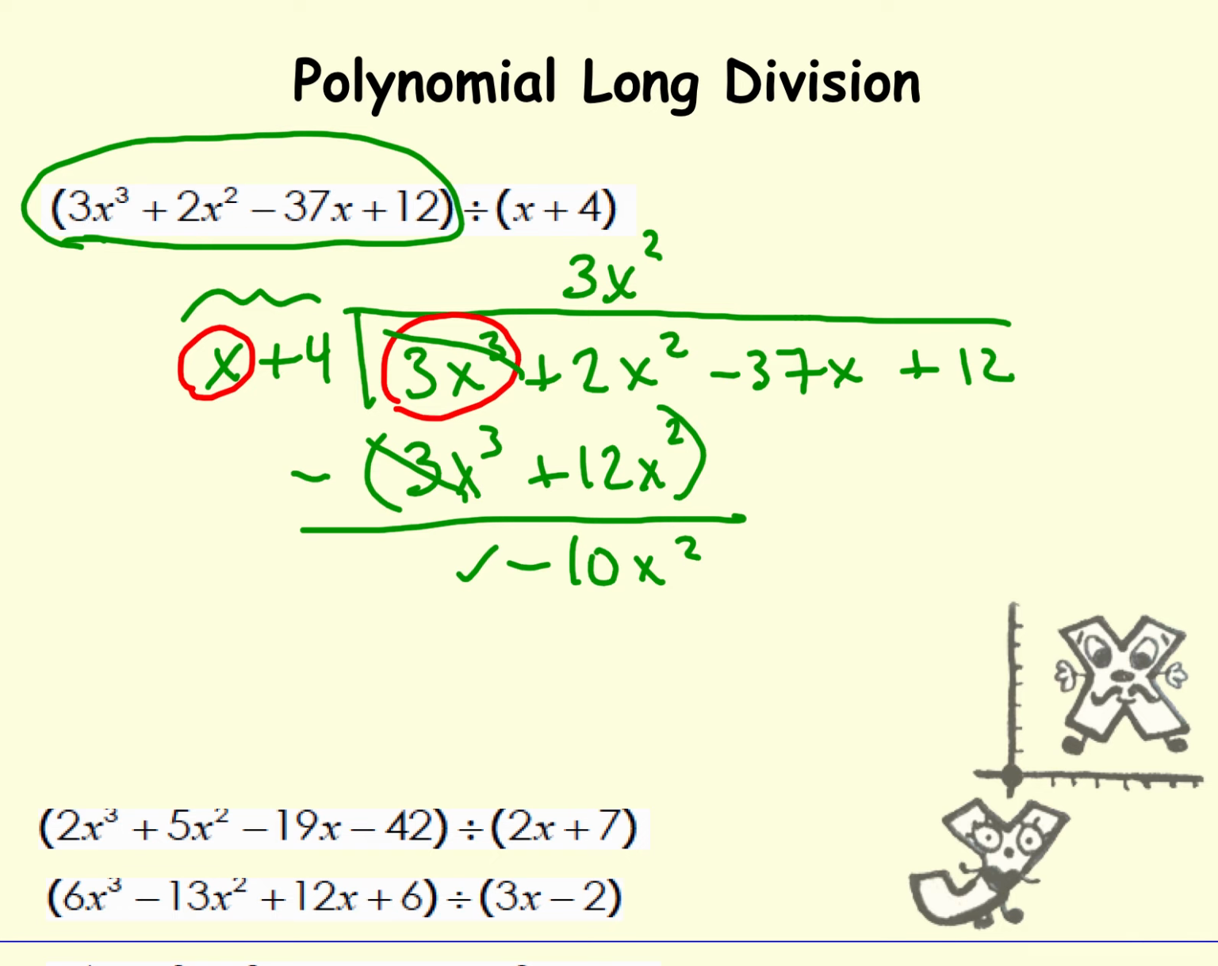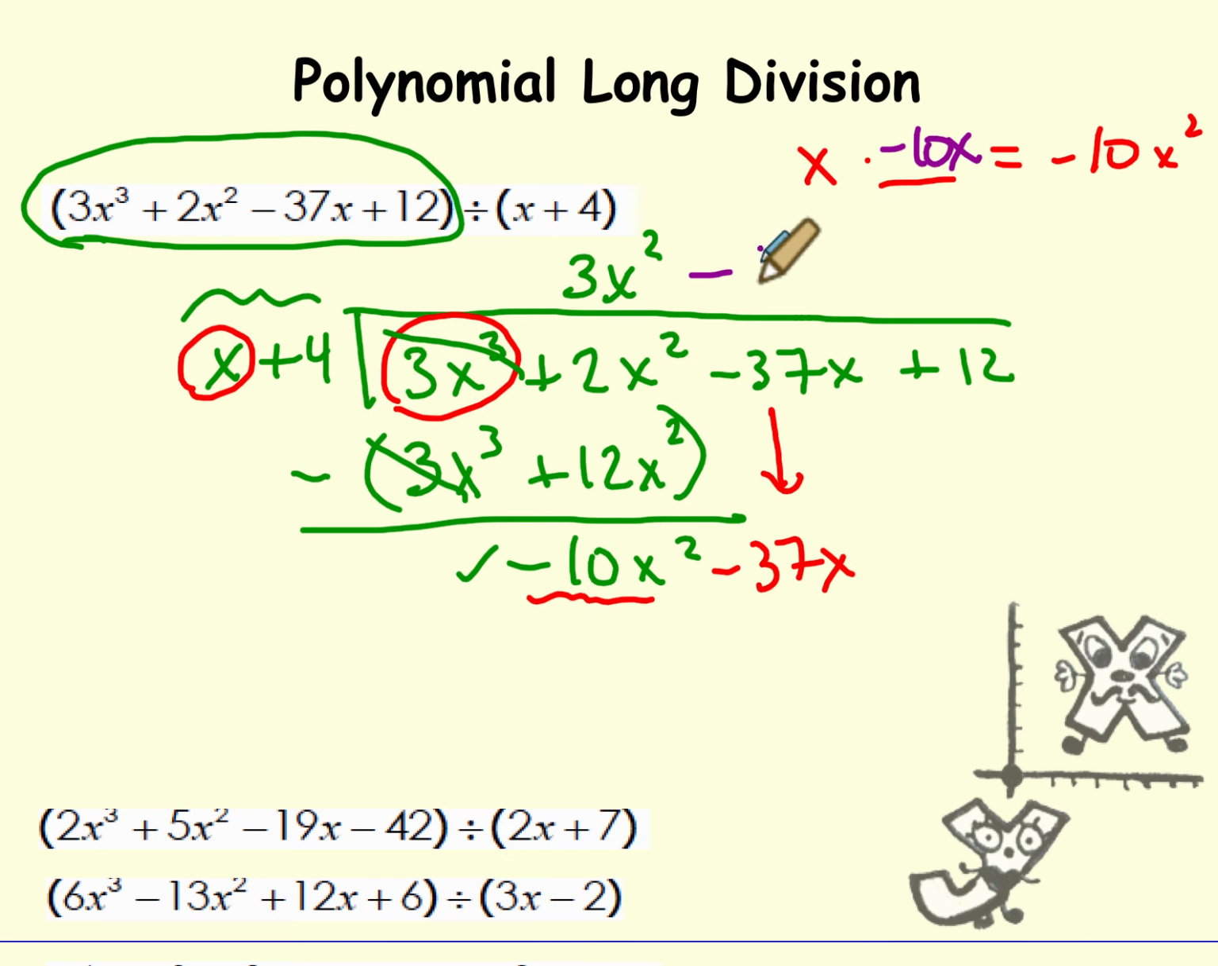So remember, in long division, your next step is always bring down after you subtract. So we have negative 37x when we bring down. So now I'm going to repeat. I need to match, what do I need to multiply x by to give me this value, negative 10x squared. So I say, okay, well, x times x makes x squared, and x times negative 10 is going to be negative 10x squared. So my next term in my quotient is negative 10x.